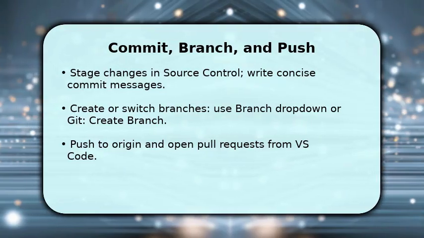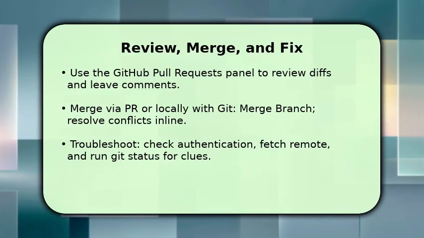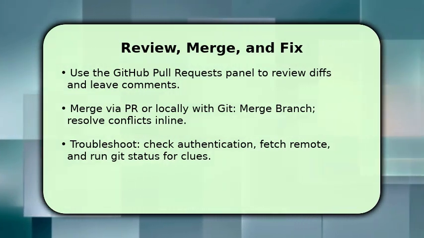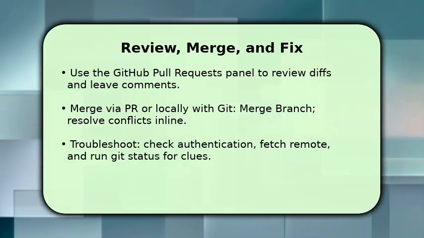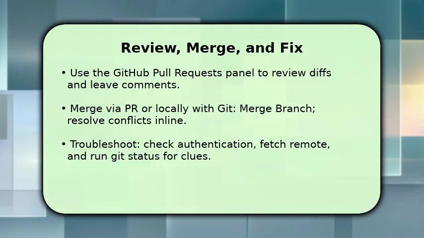You review diffs in the pull requests panel and leave inline comments to guide collaborators. This speeds feedback. After approvals, merge from the PR UI or locally with Git: Merge Branch. If conflicts appear, open conflicted files and use the inline actions to accept changes or edit manually.